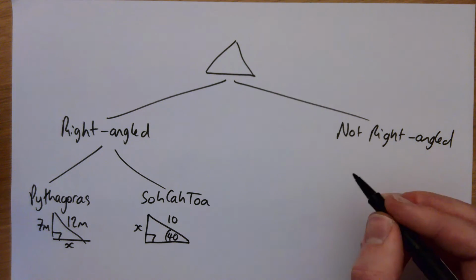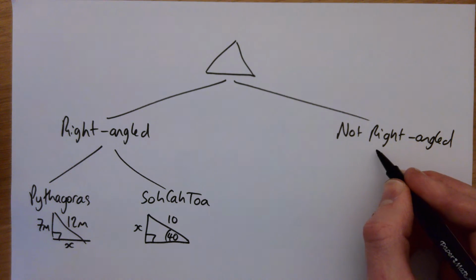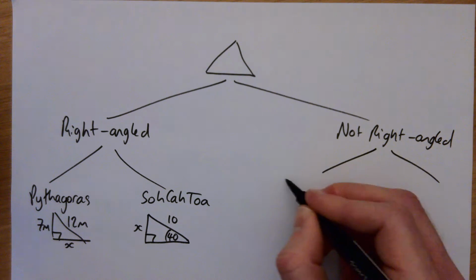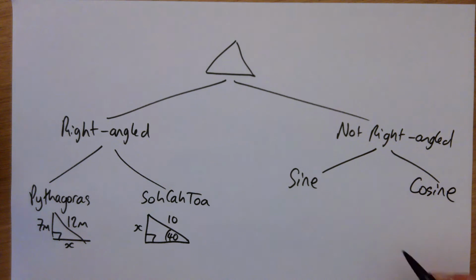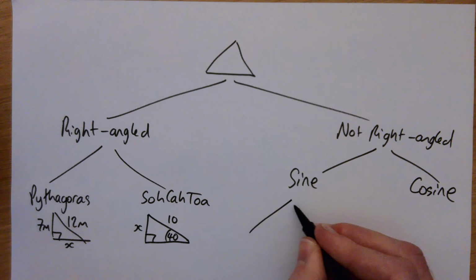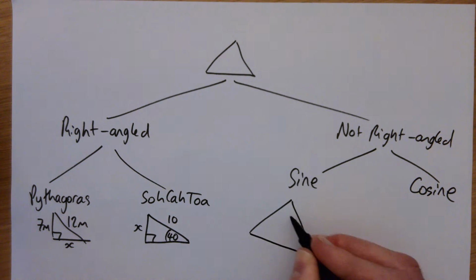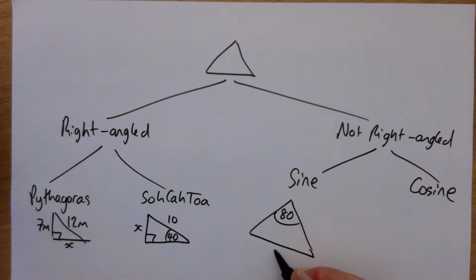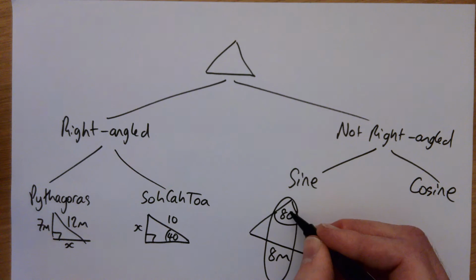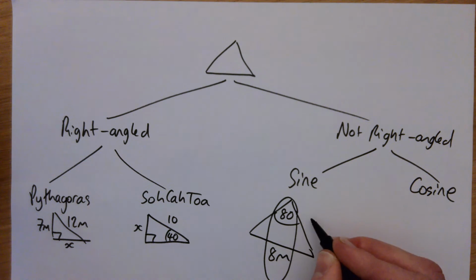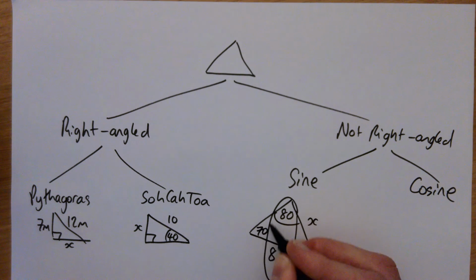If the exam question is a triangle that is not right-angled, again, there are only two options. We've got the sine rule or we've got the cosine rule. The sine rule is when you are given an angle and you're also given its opposite side. So we have a pair, we have the angle and its opposite side. So we might have a question that looks something like so.